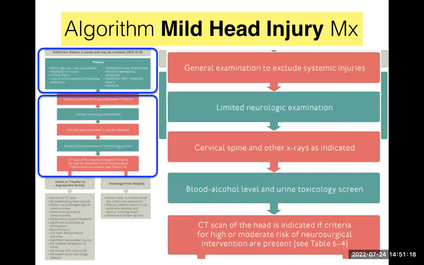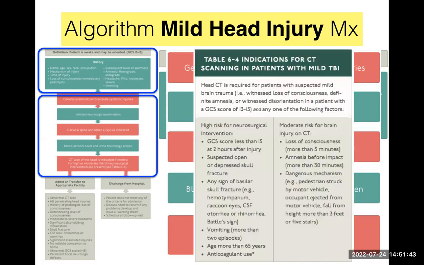Okay, and then you have to examine the patient and do a limited neurological examination and do primary survey X-rays and obtain a bedside urine tox or blood alcohol level if indicated or if needed by the police officers. And after that, CT scan of the head is indicated if the criteria are fulfilled. So we will see what are the criteria for CT brain in mild head injury.